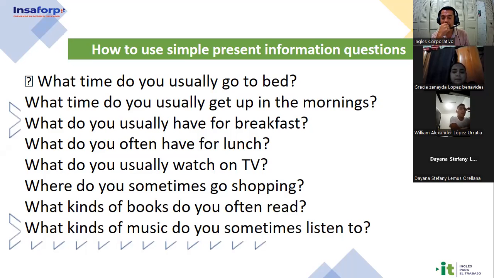Y para hacer una pregunta, digamos, a terceras personas, acá solo se cambiaría, por ejemplo, what does Ernesto usually have for breakfast? Exactly, William. Yes, totally right. Solo como estamos hablando del presente simple, ¿verdad? Entonces usamos el do y el does. Ahora bien, en el caso de they, es tercera persona también, solo que es plural. Entonces, para tercera persona singular vamos a usar el does y para tercera persona plural vamos a usar el do.